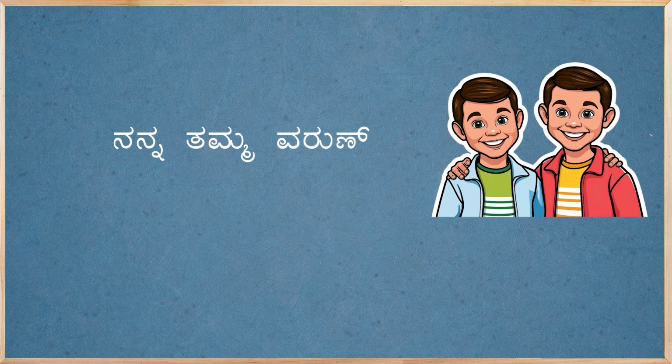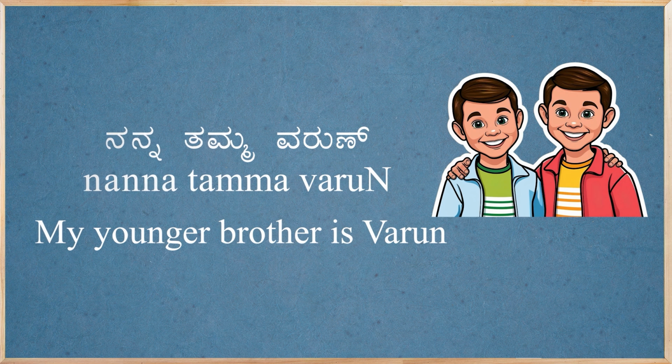Younger brother, Tamma. Tamma in Kannada means younger brother in English. Like Tangi, the term Tamma is both the relationship name and the way to address a younger brother. For example, Nanna Tamma Varun. Nanna Tamma Varun means my younger brother is Varun. Younger brothers are often addressed with warmth and familiarity in Kannada families.